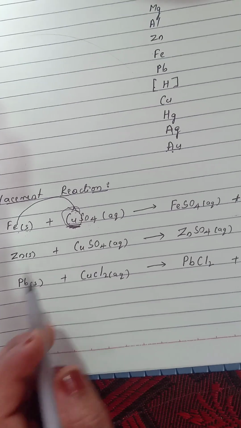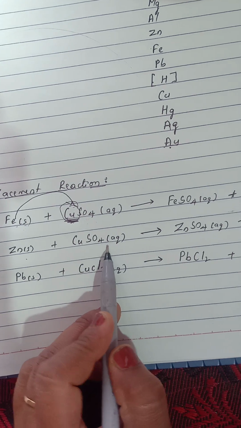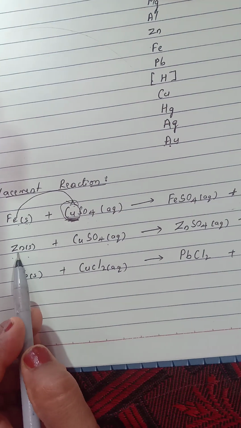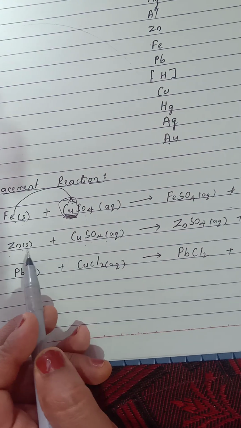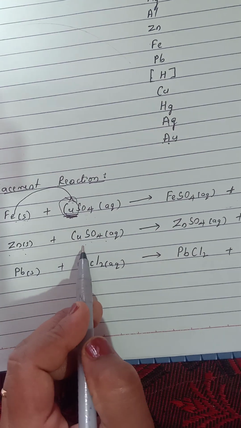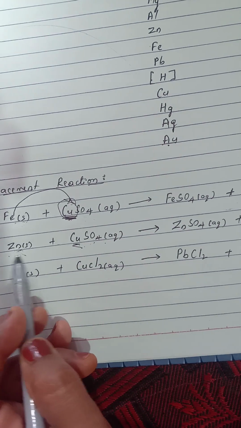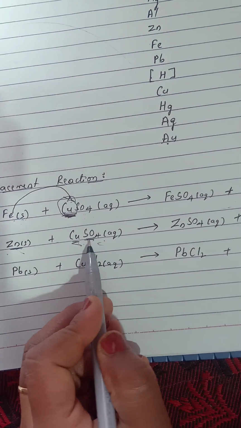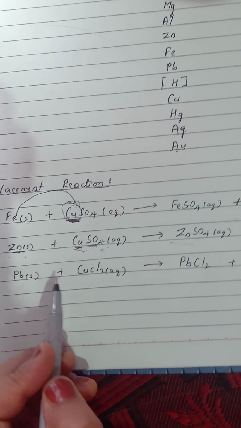One more example: zinc plus copper sulfate in the form of aqueous solution. Zinc is a more reactive metal than copper. So zinc will displace the copper from the copper sulfate solution, and zinc combines with the sulfate ions, ZnSO4 is formed, and Cu is formed.